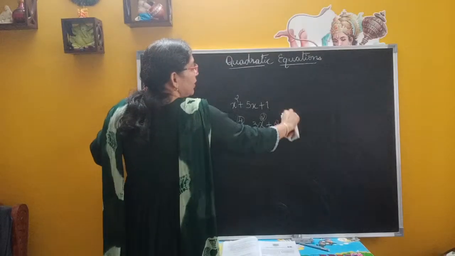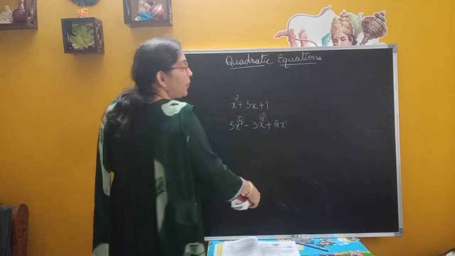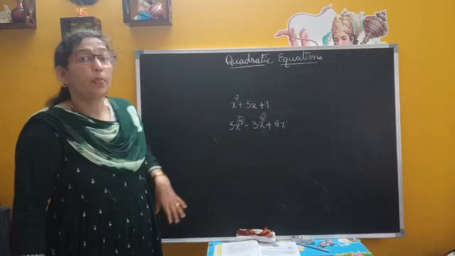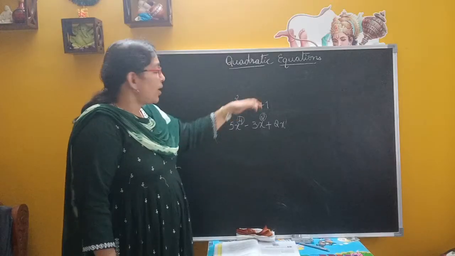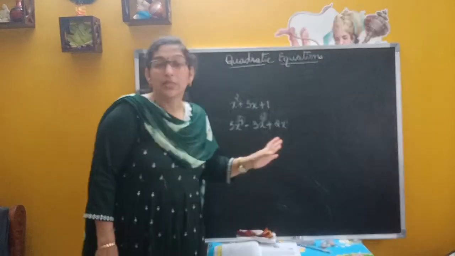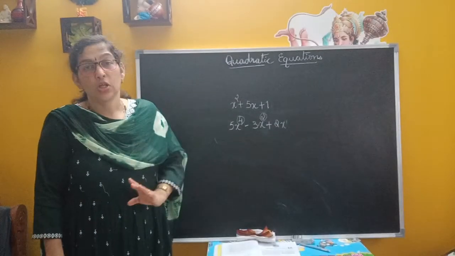Each term, the power of the variable should be a positive integer or 0, that means a whole number. If there are negative powers, or a fraction form, or decimals, we cannot call it a polynomial.